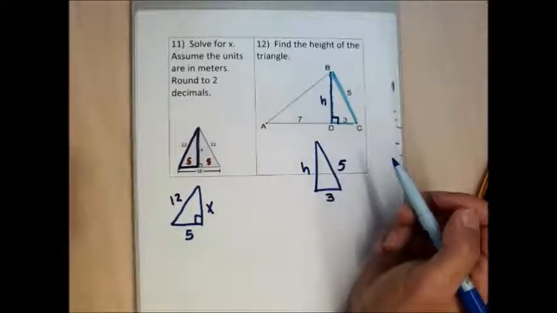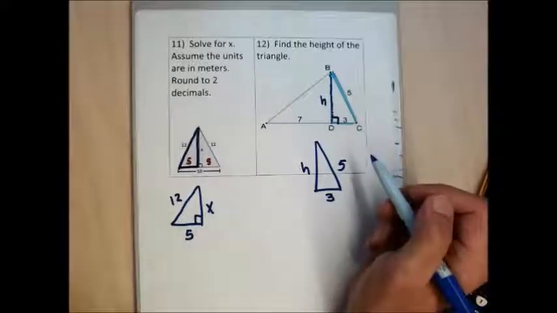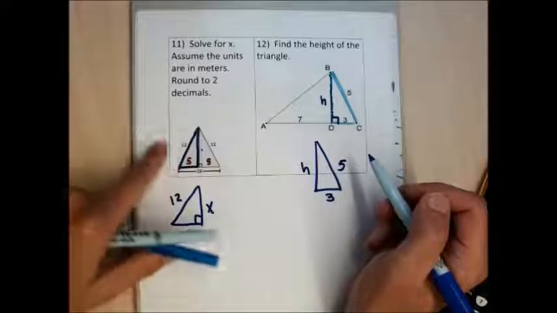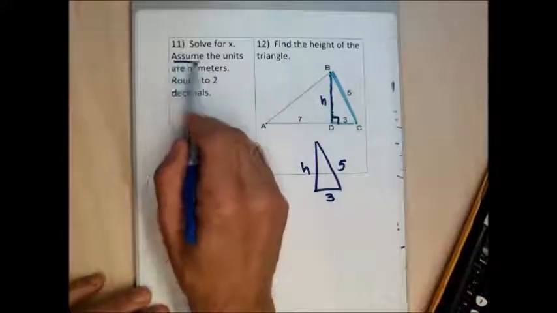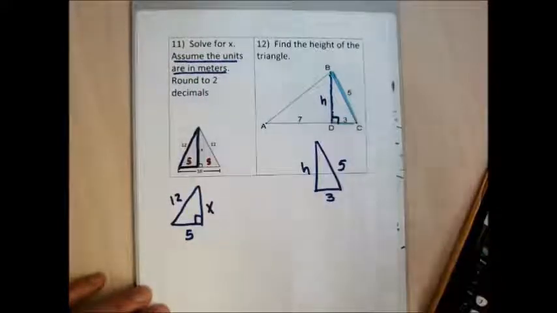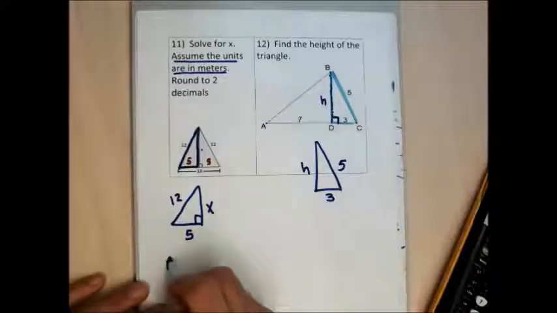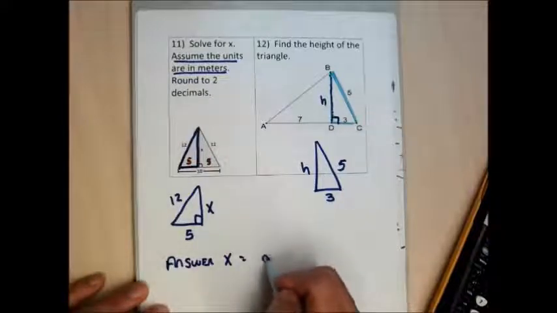I don't see any units, so when I go to write my answer, I'm going to write the word units next to it because I don't see a length. Your problem doesn't have the measurements, the meters on there, but it says assume the lengths are in meters. When you go to write your answer for problem 12, you should put meters in there. So you're going to go x equals something meters.